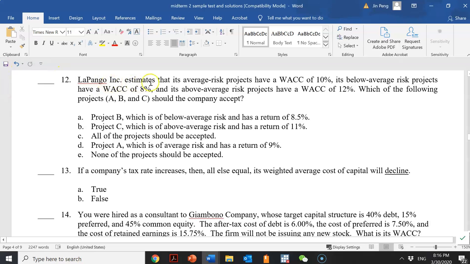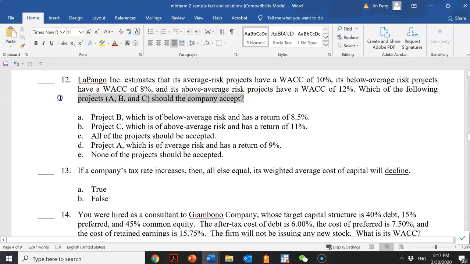So this firm estimates that its average risk projects have a WACC of 10%. Its below average risk projects have a WACC of 8%. And its above average risk projects have a WACC of 12%. Which of the following projects, A, B, or C, should the company accept?